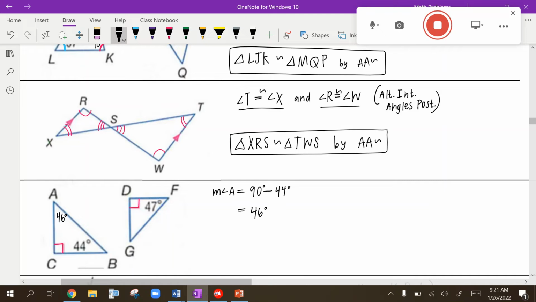Next, let's look at this one. Again, I see angle C is congruent to angle D right away because they're both right angles. That's one pair of angles. Now I need to have another pair to say that they're similar.